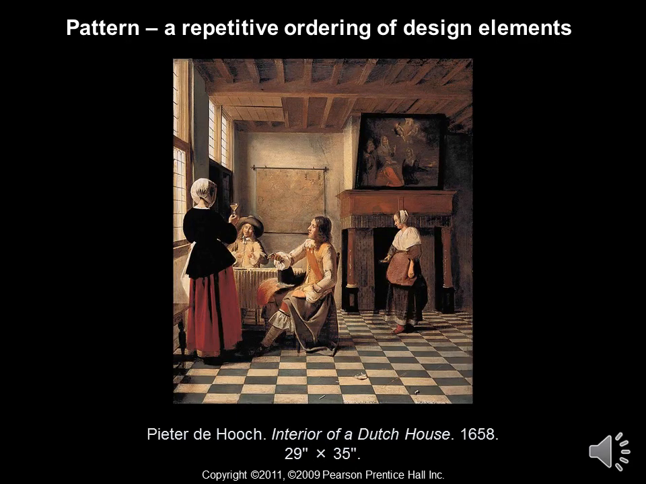One aspect of unity and variety working in harmony with each other is pattern, which is a repetitive ordering of design elements. In this painting of an interior of a Dutch house from 1658, we can see how there are patterns all over the place in here. We've got the interplay of the patterns, the checkerboard on the floor with the window panels on the left and the rectangles up on the top. It's very organized. We're going to look now at a line study and investigate a little bit further.